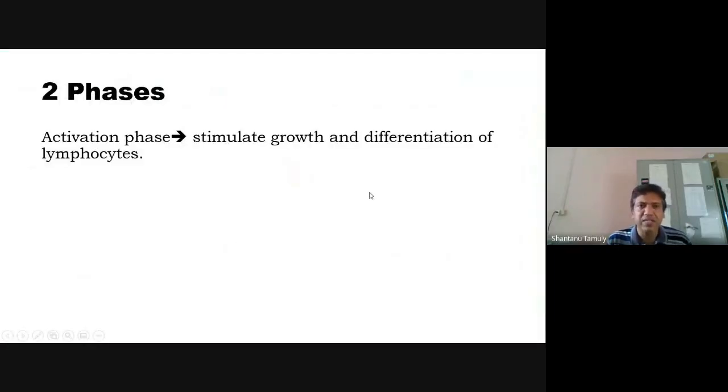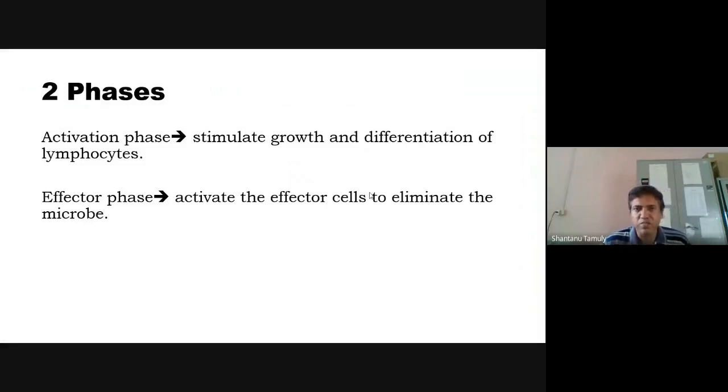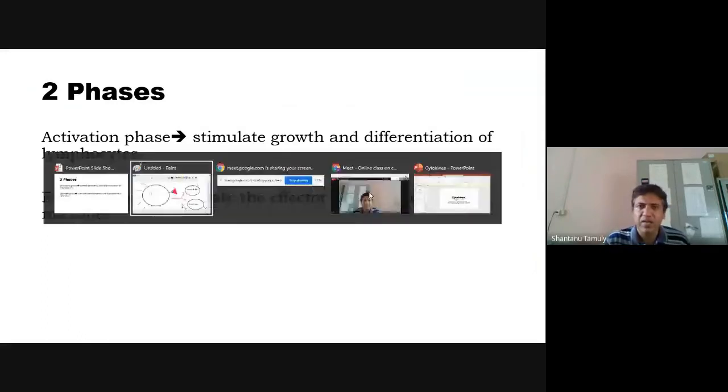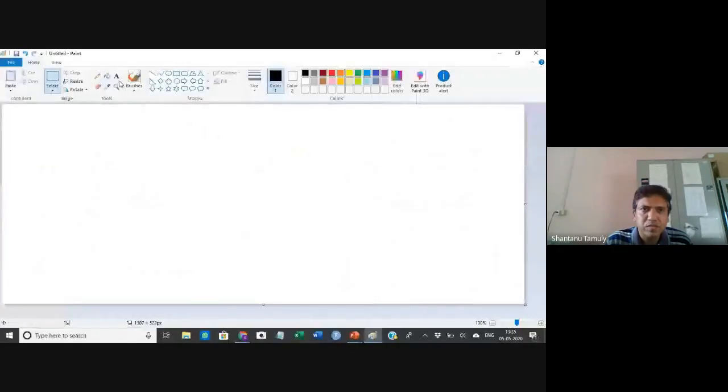Then the second phase is the effector phase. Effector phase means it will activate the effector cells, like mast cells or macrophages, to eliminate the microbe. If we just go back, say for example, this is a kind of antigen. Now this antigen is bound by an antibody.